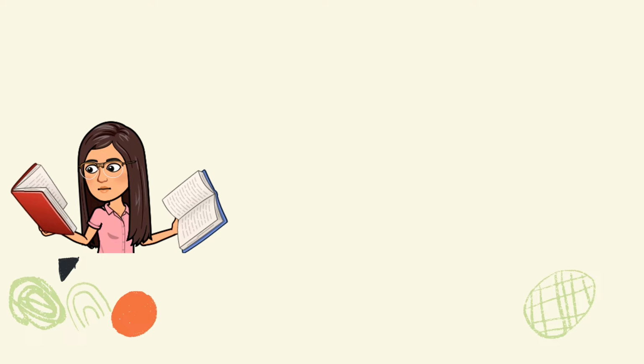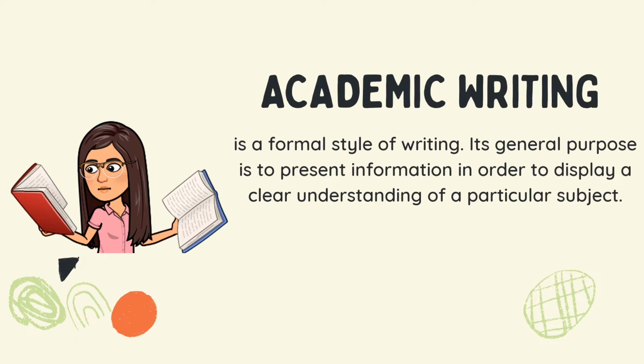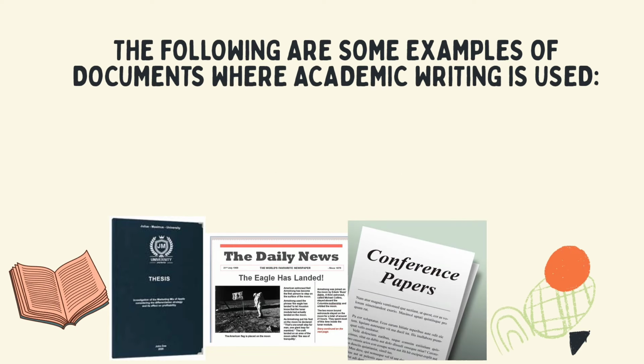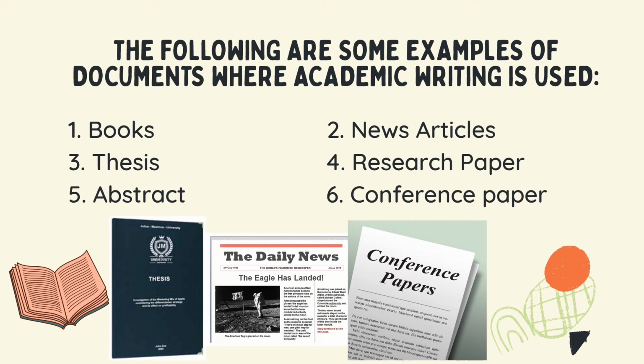Now, let's define academic writing. It is a formal style of writing which general purpose is to present information in order to display a clear understanding of a particular subject. The following are some examples of documents where academic writing is used. We have books and news articles, thesis and research paper, abstract and conference paper.